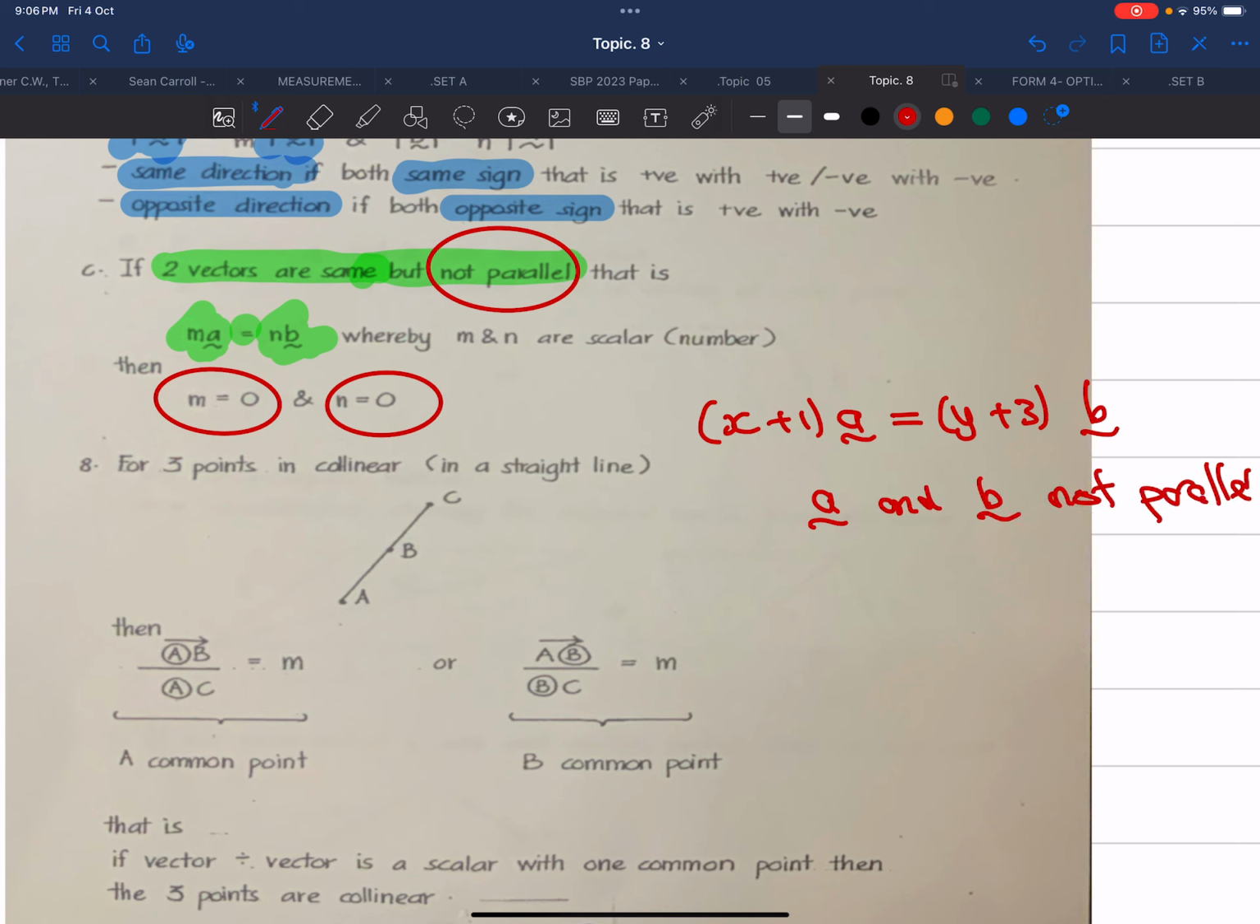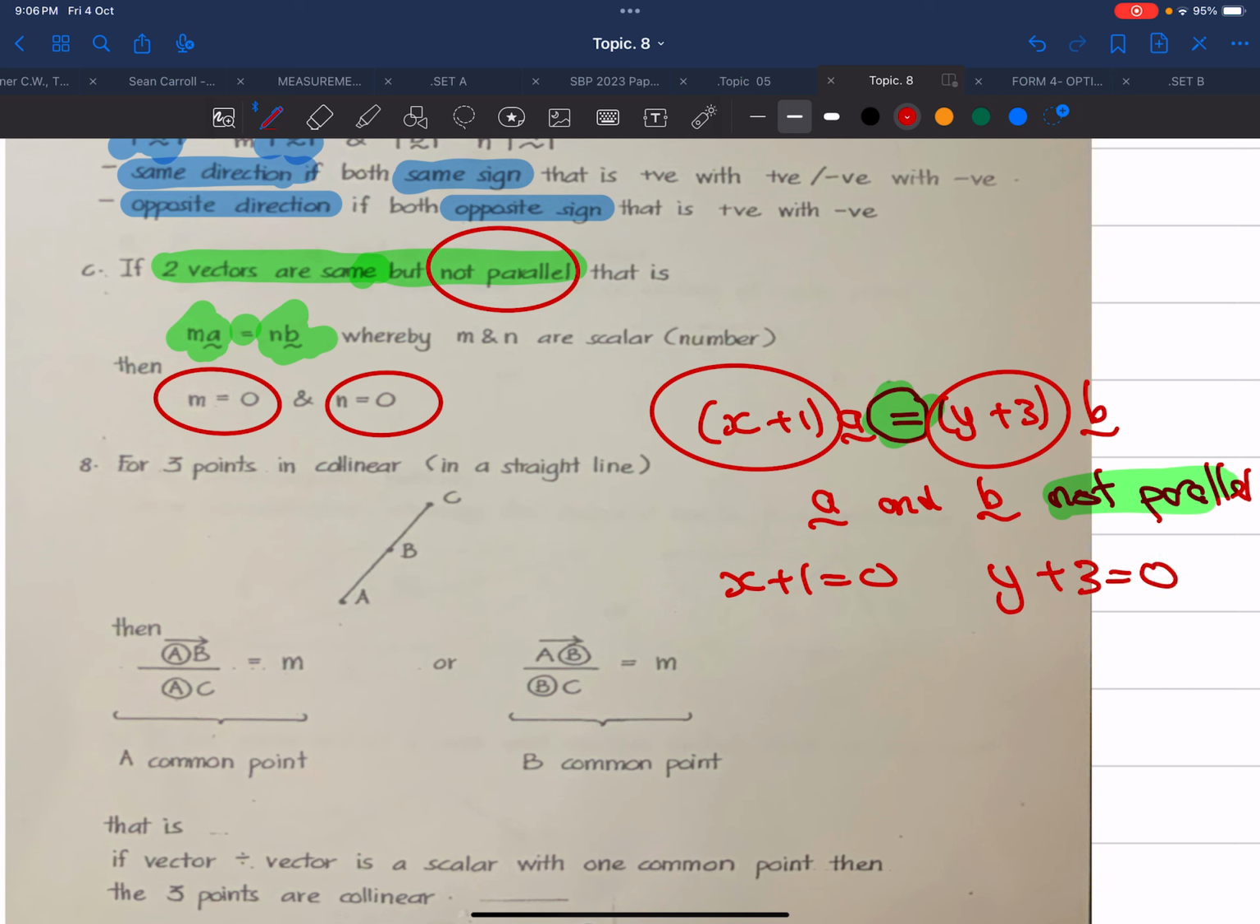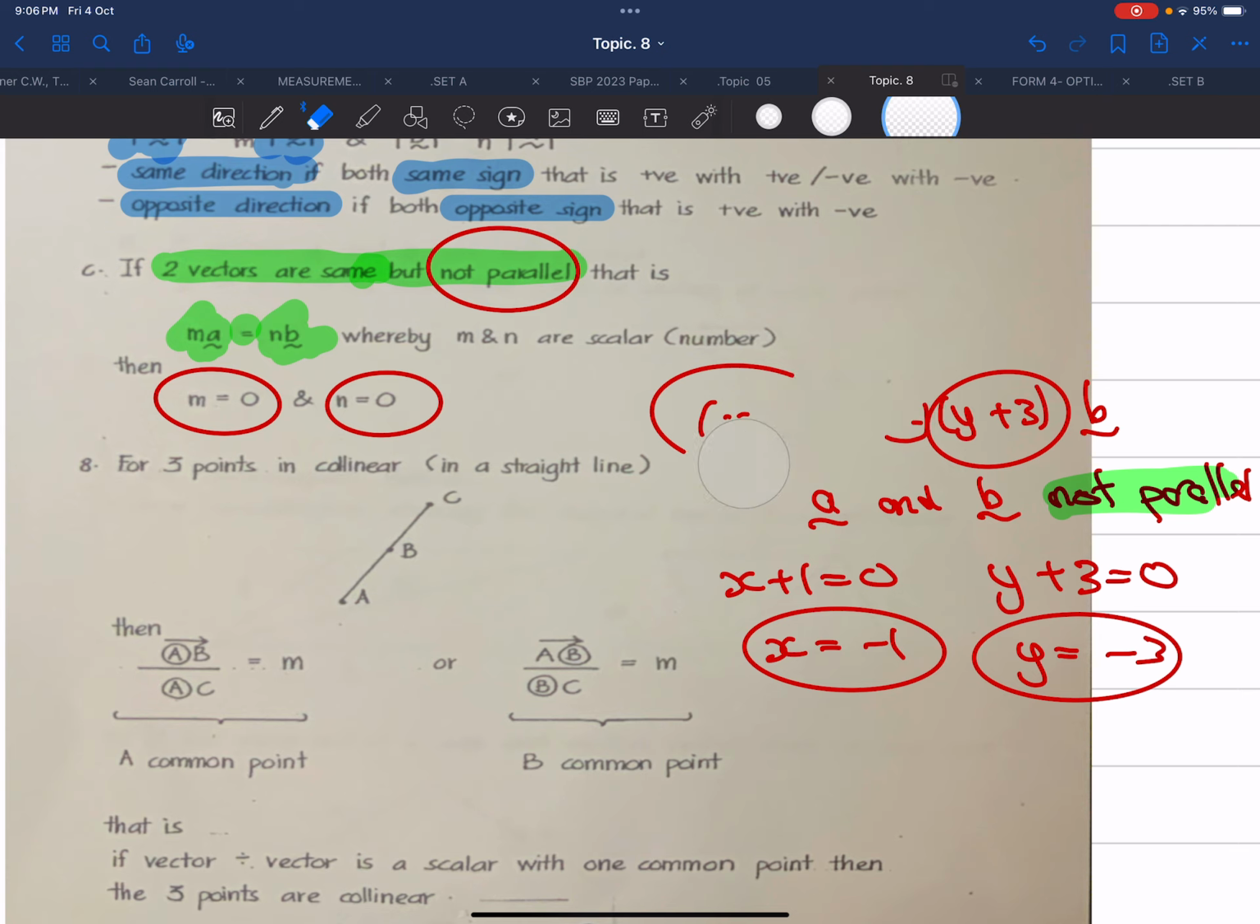By right, if equal, it must be parallel. Here they have given equal but not parallel. It means the number in front, the x plus 1 and the y plus 3, must be 0. So we have x plus 1 equals 0, y plus 3 equals 0. Of course, from here we can get the value of x and y. Okay, this is actually an example of a question, so I'm going to rub this off with just an example.